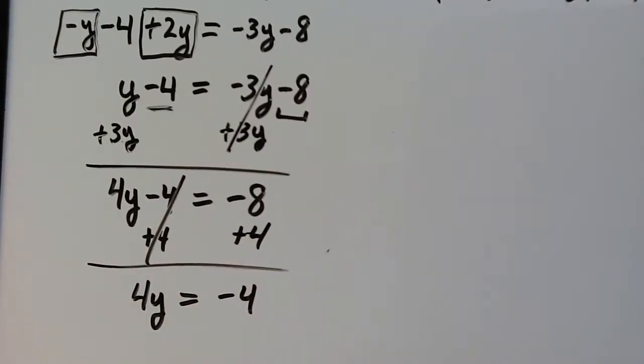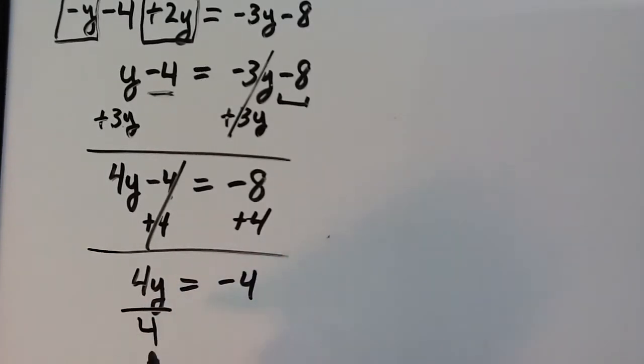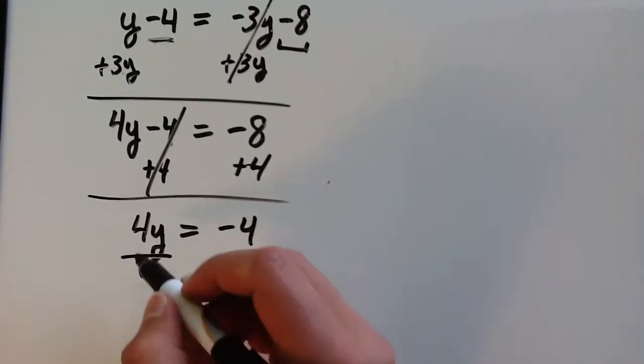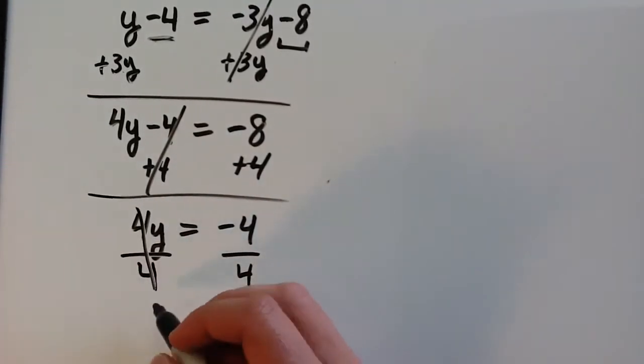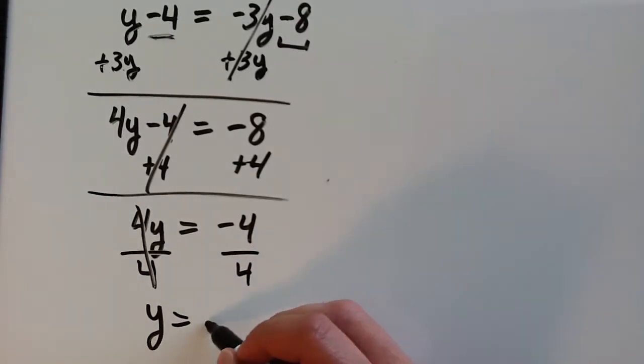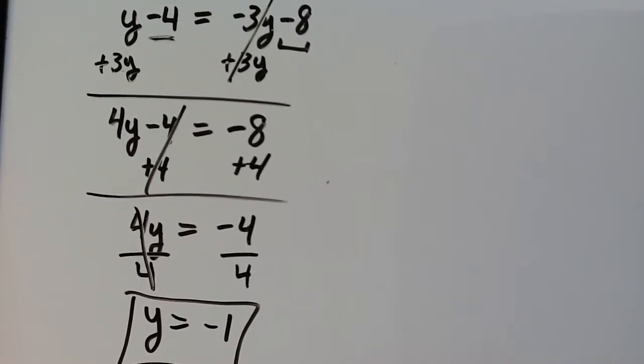Fifth and final step is to solve for y, right? Get that coefficient of the variable to be 1. This is 4 times y, so to undo the multiplication, I divide by that coefficient. I divide both sides by 4, so that those 4's simplify to 1 times y, which is y. And y is equal to negative 4 divided by 4, which is negative 1. Y equals negative 1.